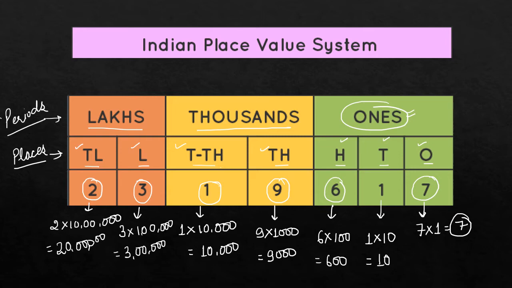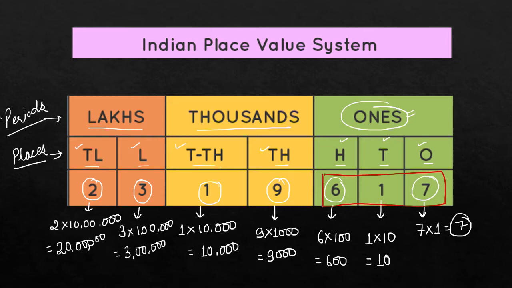Now, whenever we read any number, we separate them as per their periods. Like you can see here, we start from the ones place. So ones, tens and hundred. These three places are there in ones period. So we will make a group of these three digits, 6, 1 and 7. The digits which are there at ones, tens and hundred place will be placed in one group.